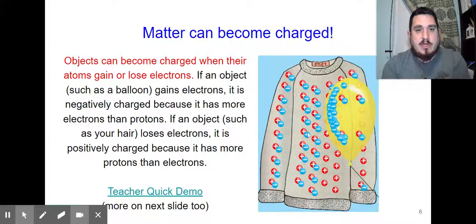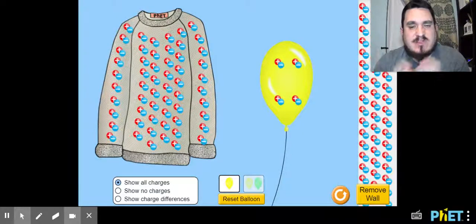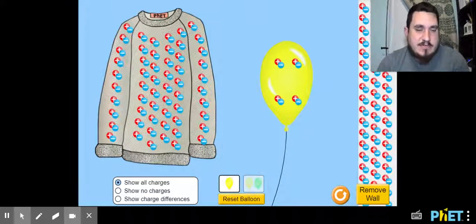So there's a quick little demo here, and I want to show you that. So I'm going to pause the video real quick. Okay, so we are back, and now we are taking a look at a quick little demonstration. This is not a gizmo; it's actually a PhET, which is pretty cool. You go to this website down here, type in PhET, and you can see some cool demonstrations.